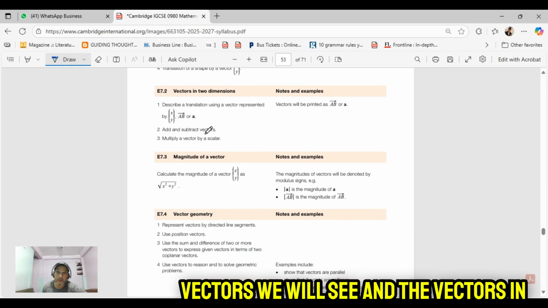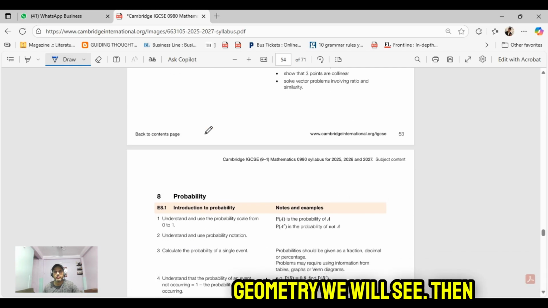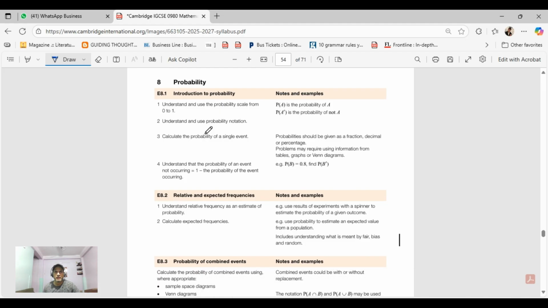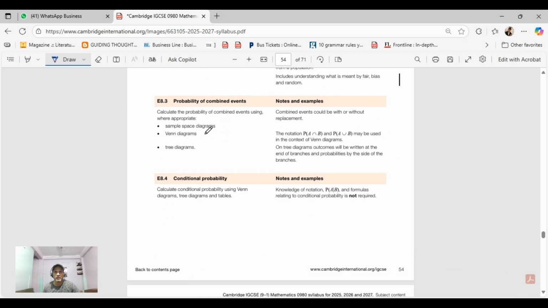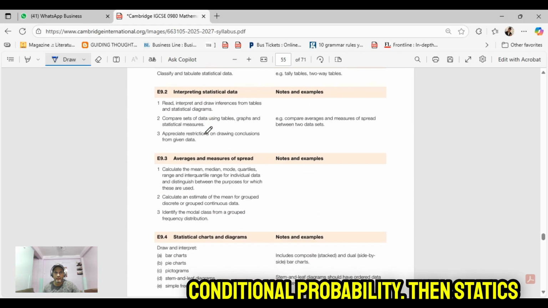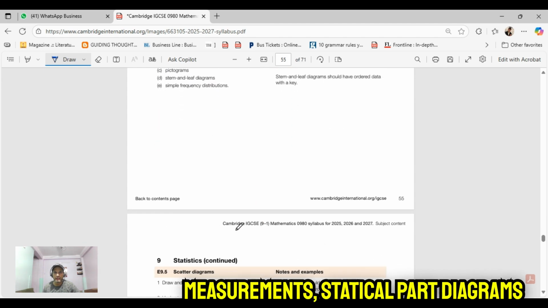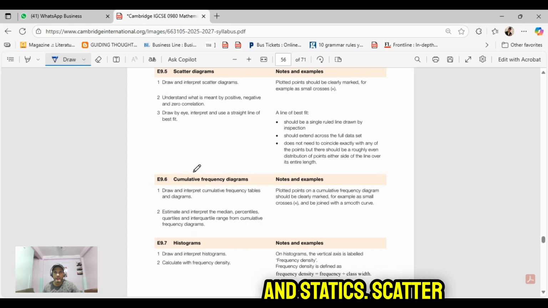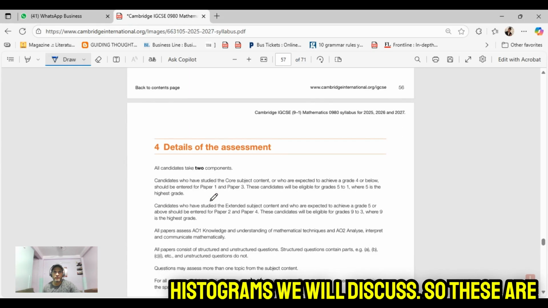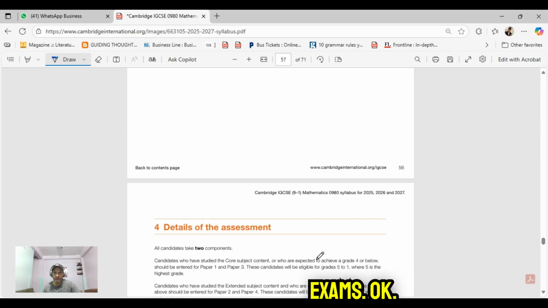Transformations and vectors we will see, and vectors in two dimensions, magnitude of vectors, geometry we will see. Then probability part we will discuss: relative and expected frequency, probability of combined events, and conditional probability. Then statistics part: interpretation, averages and measures, statistical diagrams, scatter diagram, cumulative frequency diagram, histograms we will discuss. So these are the major topics which are coming in the exams.